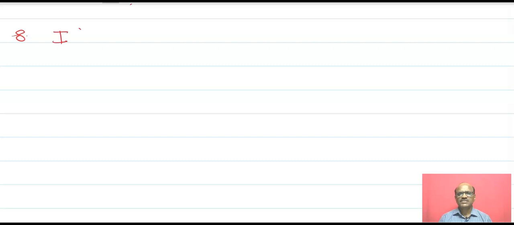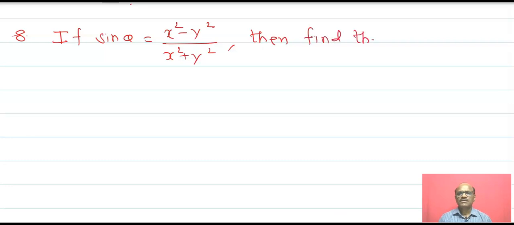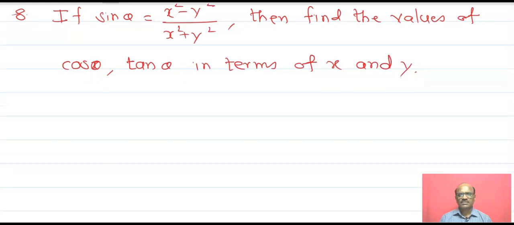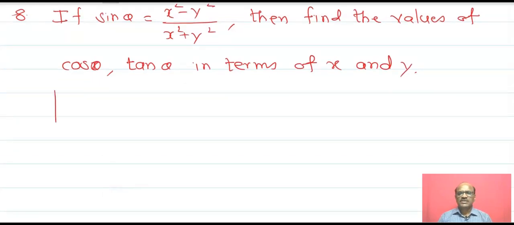Now next is question number 8. If sin theta is equal to x square minus y square upon x square plus y square, then find the values of cos theta and tan theta in terms of x and y. Now see this here.